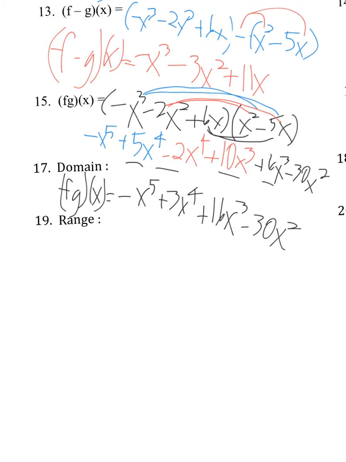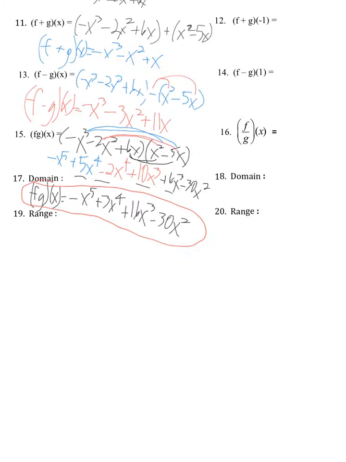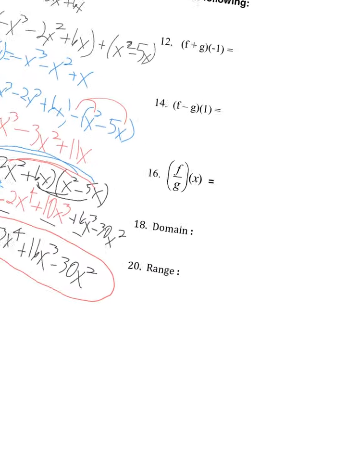That's my f times g function, everything right there. Kind of a mess, but I think you get the picture. Now let's do f divided by g.